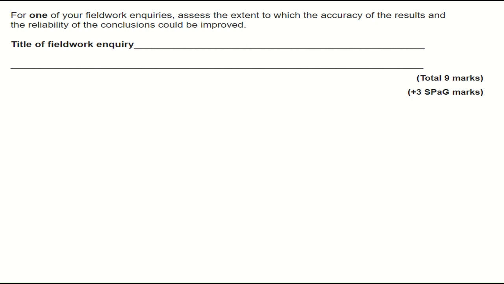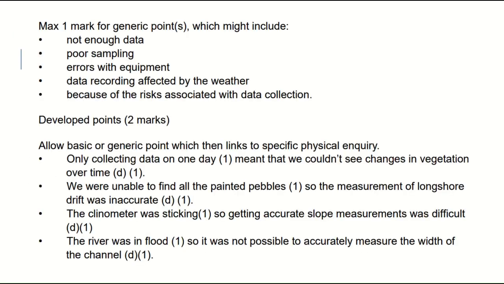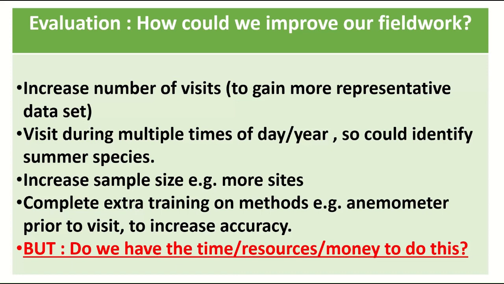The other type is looking at the 12-mark question, the 9 plus 3 SPAG. And it says, for one of your fieldwork inquiries, so physical or human, assess the extent to which the accuracy of the results and the reliability of the conclusions could be improved. Now, for this question here, it's literally just this part here that we've just gone through.